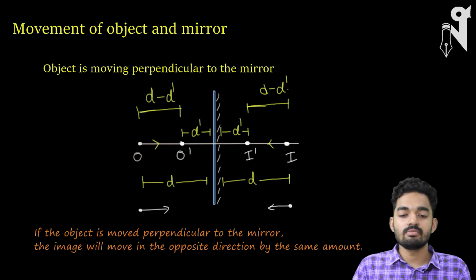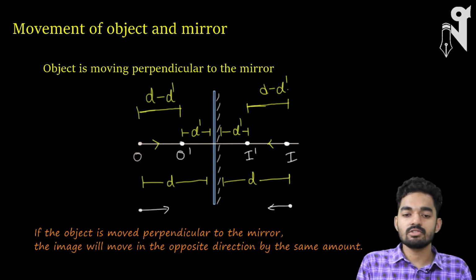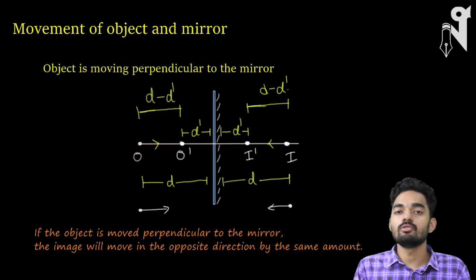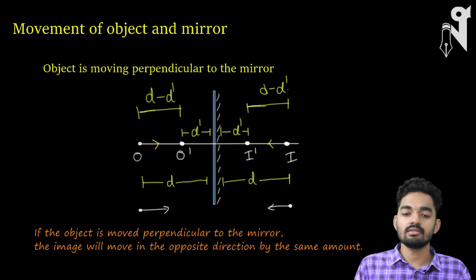So if the object is moved perpendicular to the mirror, the image will move in the opposite direction by the same amount, right? So if the object moves towards the mirror, the image will also move towards the mirror, but if you look at the directions, they will be opposite. If the object is moving towards right, the image will move towards left, or if the object is moving towards left, the image will move towards right. The directions are opposite, but the distances are the same. If the object is moved by a distance, let's say 10 centimeters, the image will also move by 10 centimeters. So that's what this means.